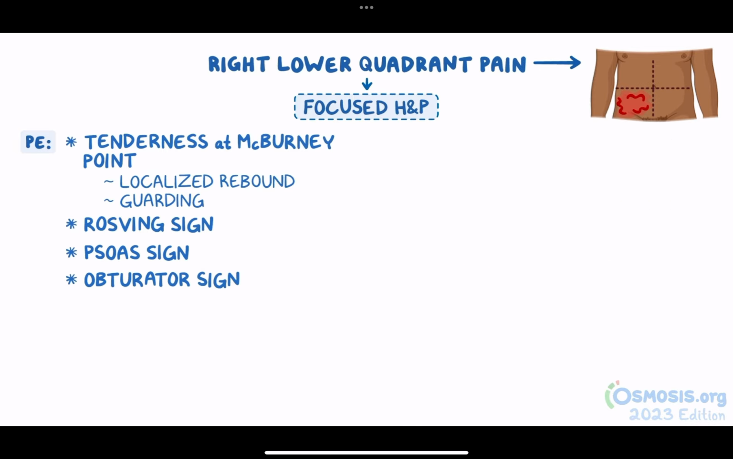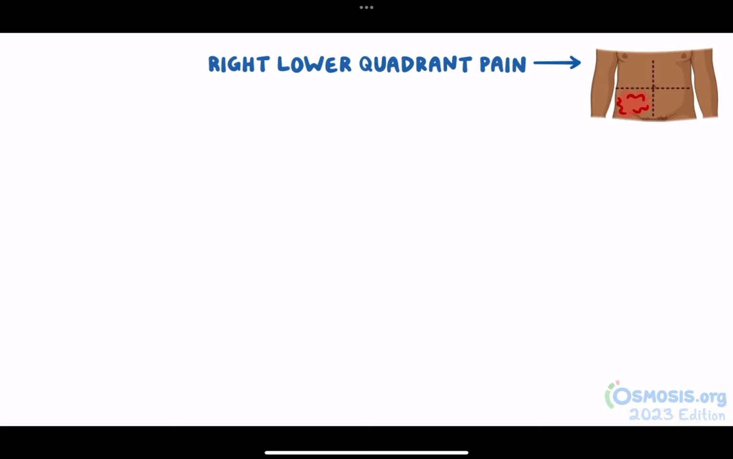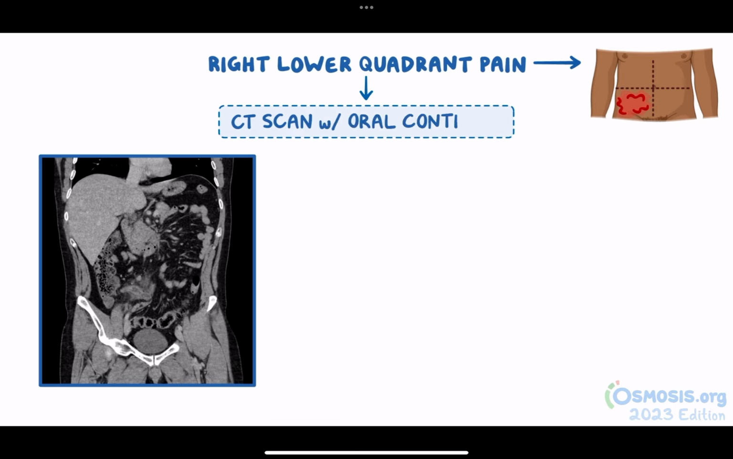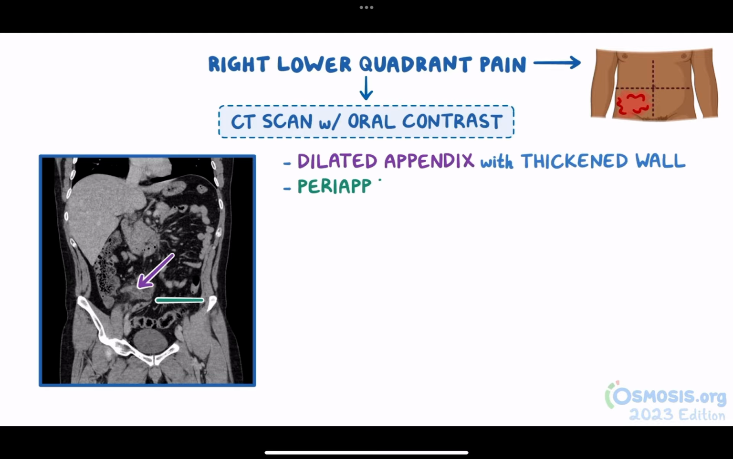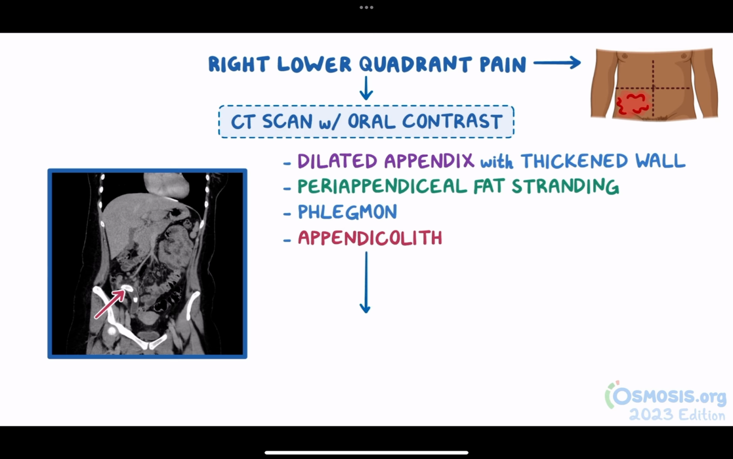Once again, you want to obtain labs like CBC and CMP. CBC will likely show mild leukocytosis with left shift, while CMP will be normal. Okay, with these findings, you should consider appendicitis and order a CT scan of the abdomen and pelvis with oral contrast. CT scan typically shows a dilated appendix with thickened wall, periappendiceal fat stranding with trace amounts of fluid. In some cases, you might see a phlegmon or a ball of inflammation and an appendicolith. These findings confirm the diagnosis of appendicitis.